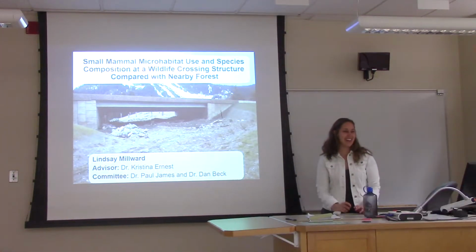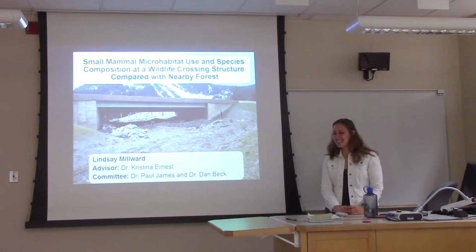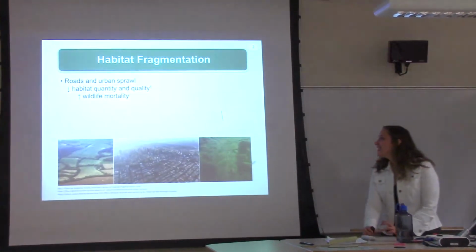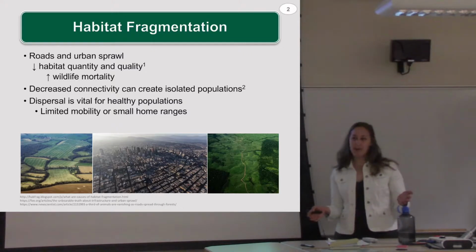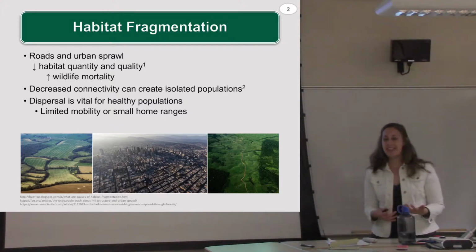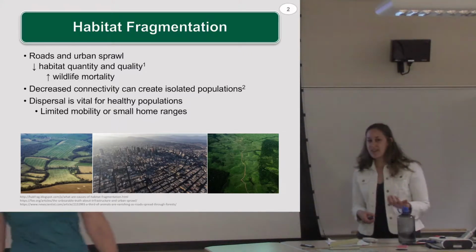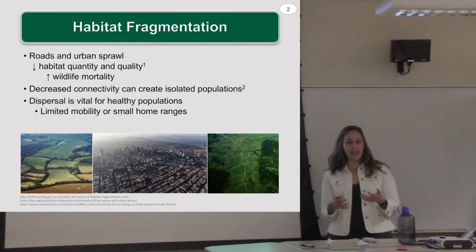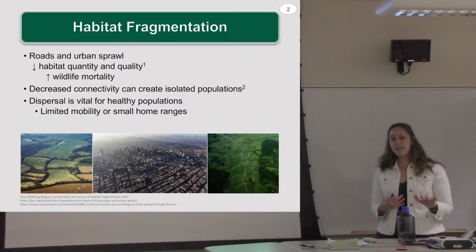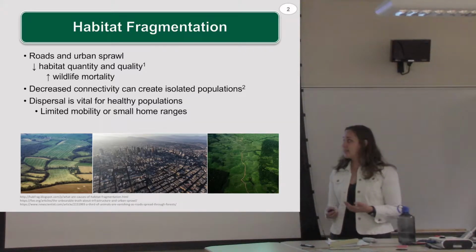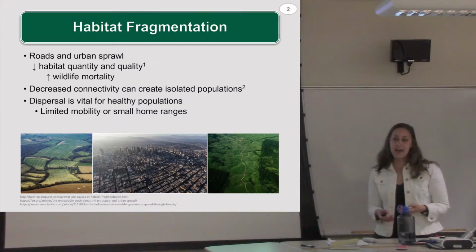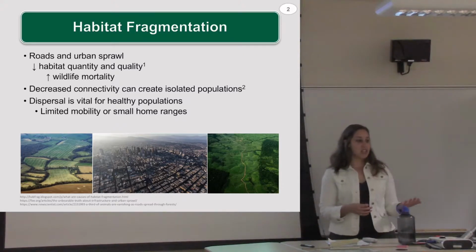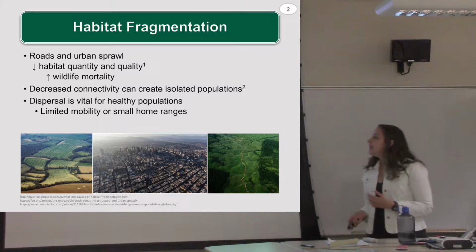I'm excited to share the past 2 years of my research here at Central with everyone. So, habitat fragmentation involves the division of large continuous swaths of habitat into smaller, more isolated subsets. And this reduces not only the habitat quantity, but also the quality of those remaining patches. So they're more heavily influenced by anthropogenic disturbance. And this can cause wildlife mortality because animals may have a harder time finding food, finding shelter, escaping predation.